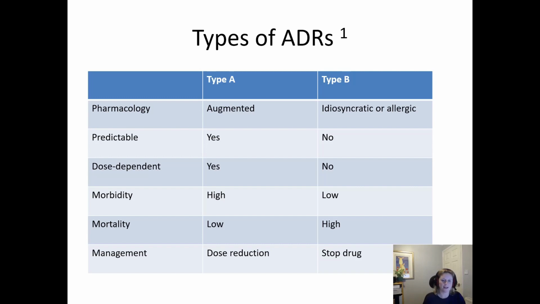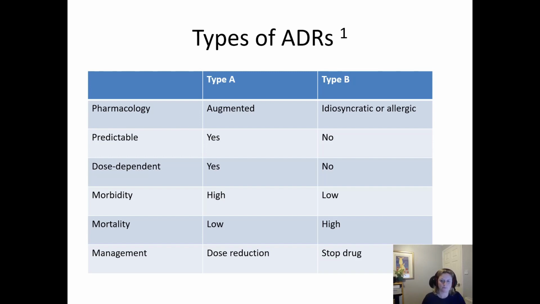So for type A types of reactions, the adverse drug reaction is predictable. You can predict it according to their pharmacology, and it is dose dependent. So the more you give of an anti-diabetic medicine, the lower the patient's blood sugars will go. And the way that you would manage this is that you would actually reduce the dose until the patient's blood sugars are appropriately controlled. So they're not too high, they're not too low.